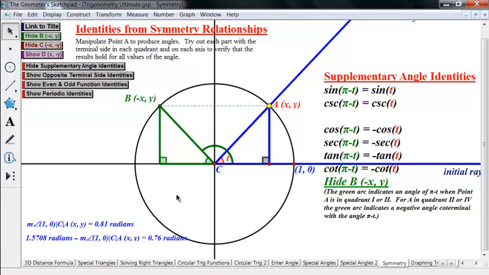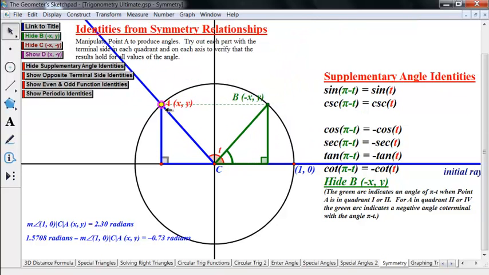So if you notice about those two supplementary angles, one is t, one is pi minus t, or 180 degrees minus t, and they have the same y, so they have the same sine, which means they have the same cosecant. So sine of pi minus t is sine of t, and cosecant of pi minus t is cosecant of t. But they have opposite x's, so that makes cosine, secant, tangent, and cotangent opposites. So cosine of pi minus t is the opposite of cosine of t, secant of pi minus t is the opposite of secant of t, tangent of pi minus t is minus tangent of t, and cotangent of pi minus t is minus cotangent of t.